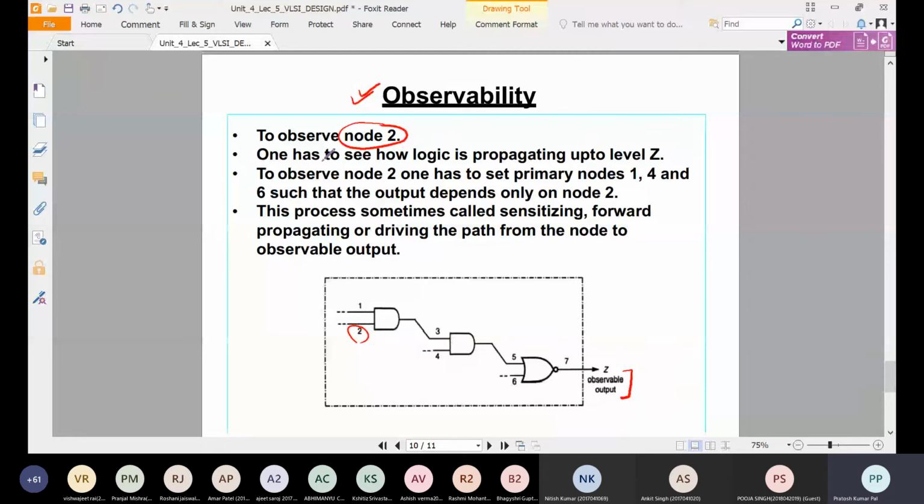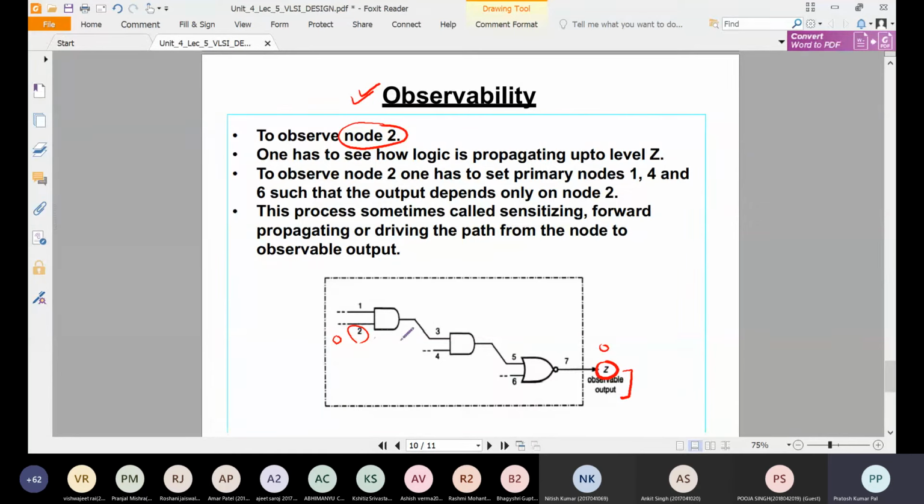So one has to see how logic is propagated into Z. Because observability is done at the output, the output will be deciding the particular node. If the output is 0, is this particular node directly affecting the output or not? We will be checking it. For that, we will be finding out the path from this node to here.